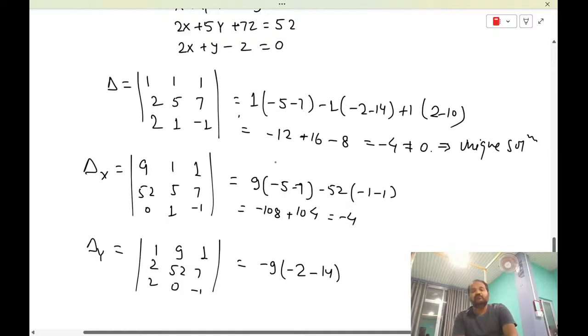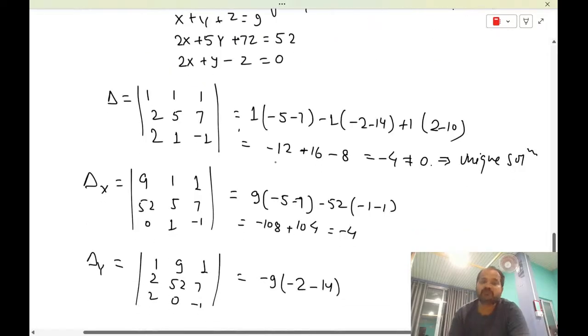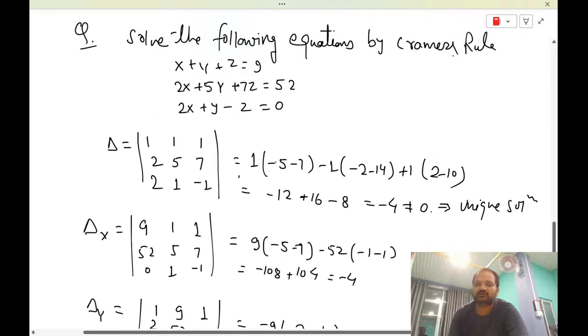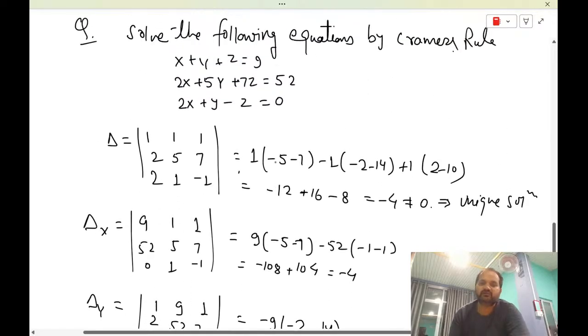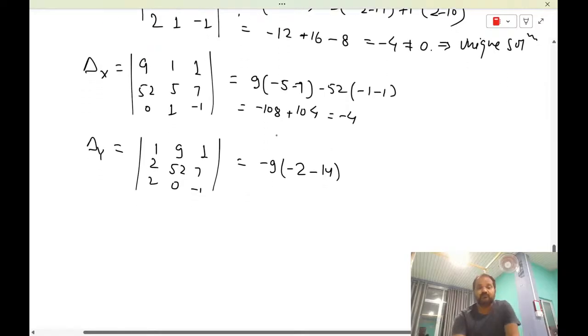Here we are solving the system of linear equations by using the determinant, which is also called Cramer's rule. We have written all the coefficients in terms of the determinant, and for delta x, the x coefficient is replaced with the constant values. Now we are solving for delta y. Let's see, we are expanding along the second column.